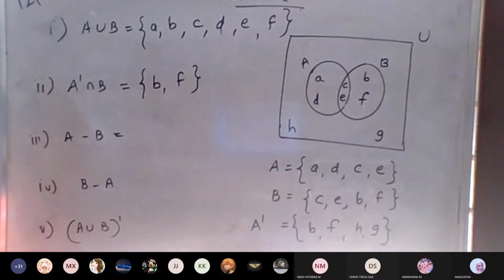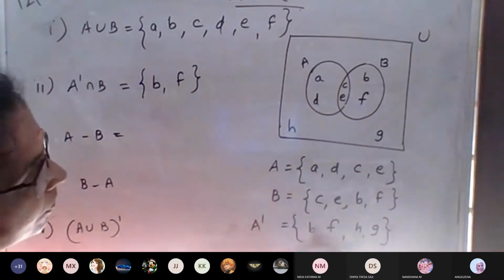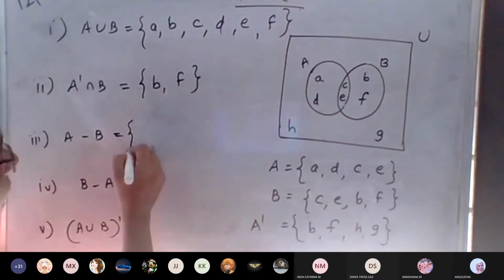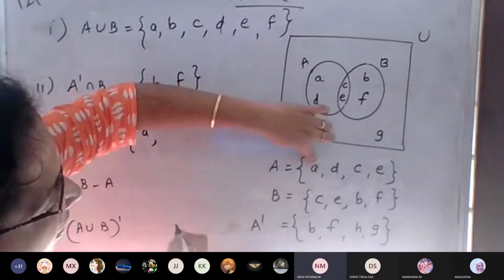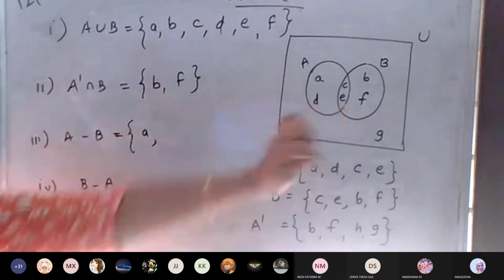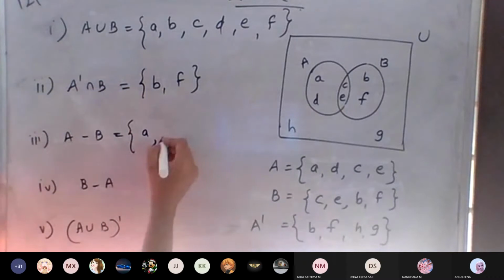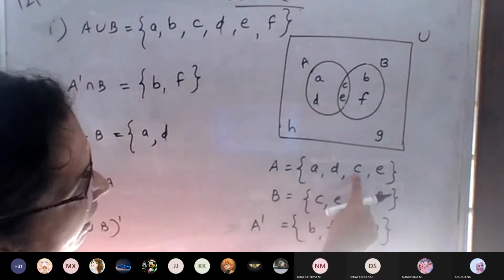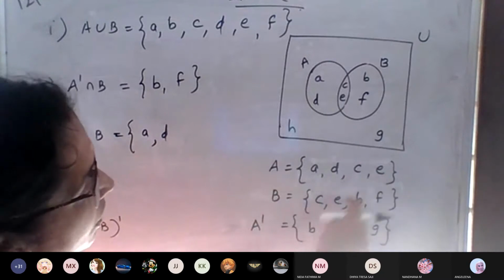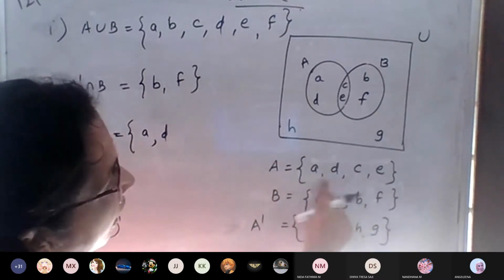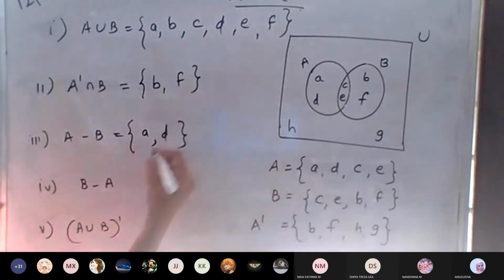Okay, A minus B. So what will be A minus B? Think of A. A we can write. D we can write. A comma D. Can we write C? No, it is there in B also. So C no need, E also no need. Only A and D. So A minus B is A comma D.